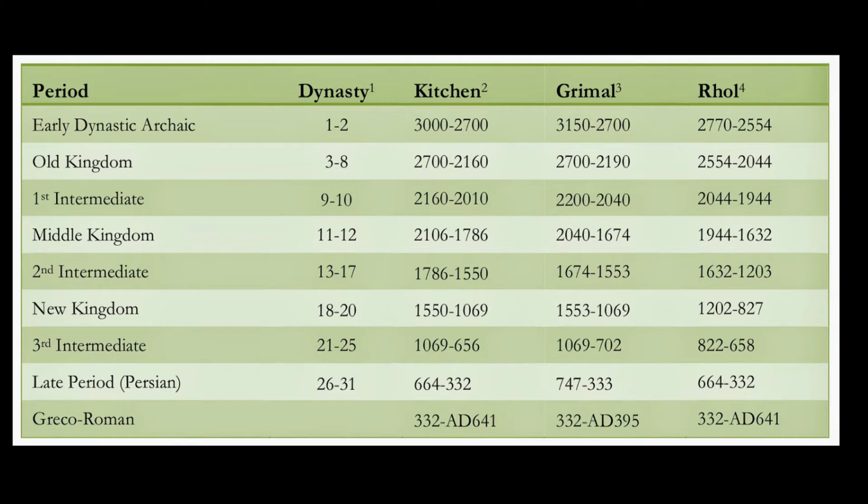The unification was important because the name kingdom would only be used for when Lower and Upper Egypt were unified. So you can see Old Kingdom, Middle Kingdom, and New Kingdom, and then the Late Period. And they are divided by what's called the intermediate periods, 1, 2, and 3. And those intermediate periods were when the Lower and Upper Egypt were not unified.